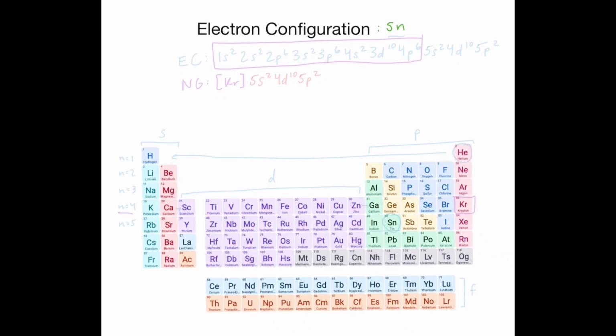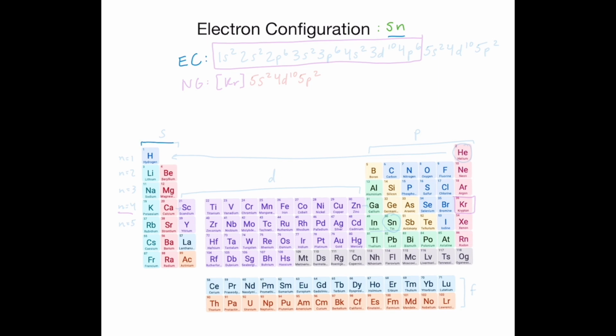Let's practice finding the electron configuration for tin. In this video, we'll find the electron configuration and the noble gas configuration for tin, whose abbreviation is Sn. So starting with the electron configuration, let's go through and see the different blocks of the periodic table.